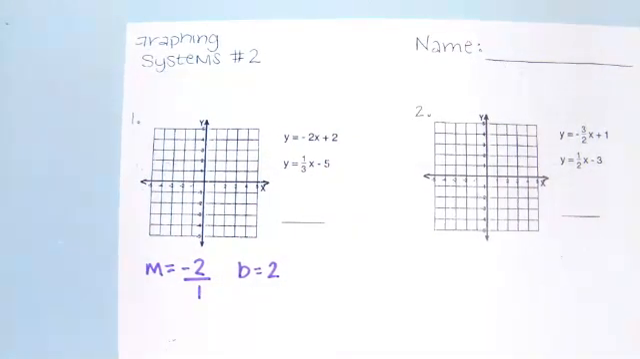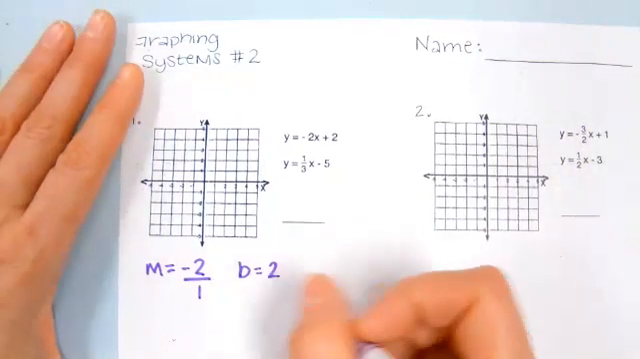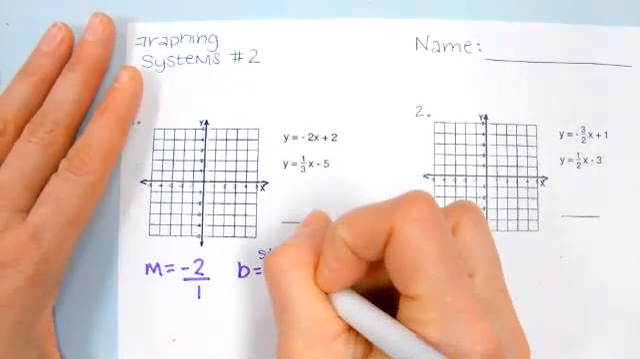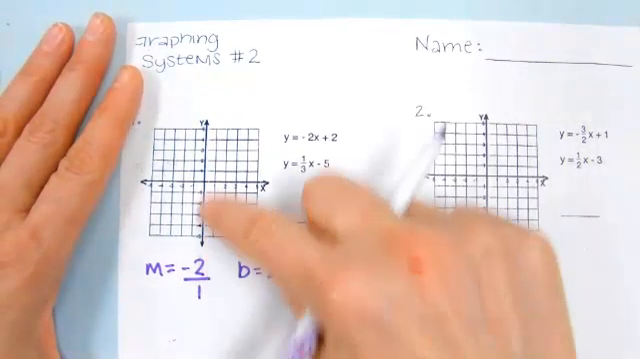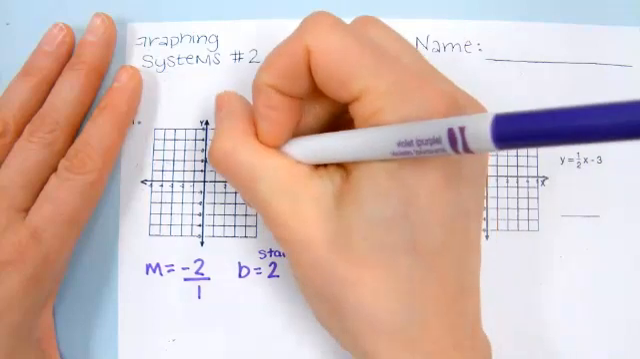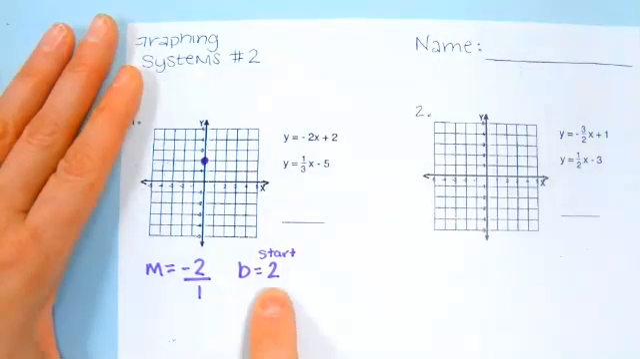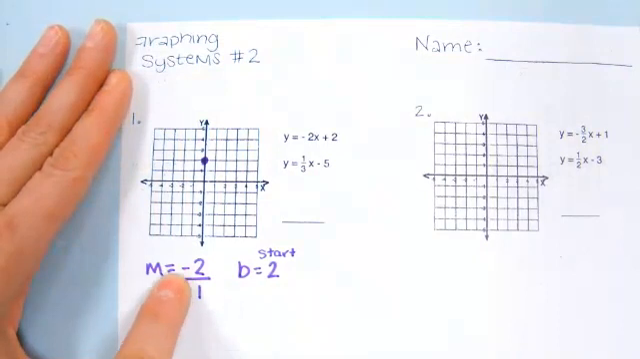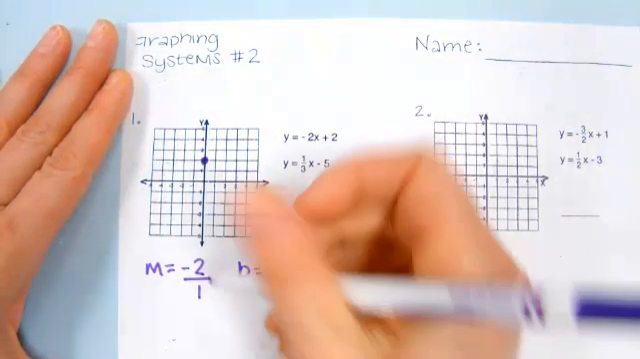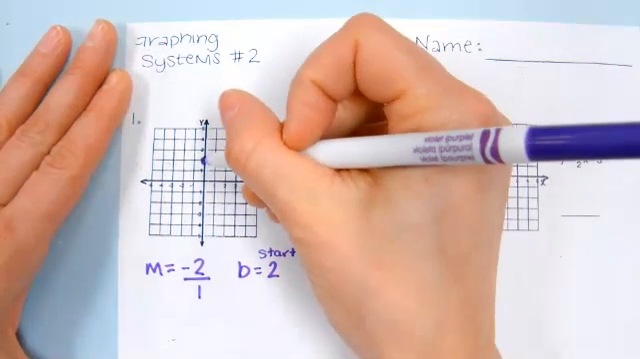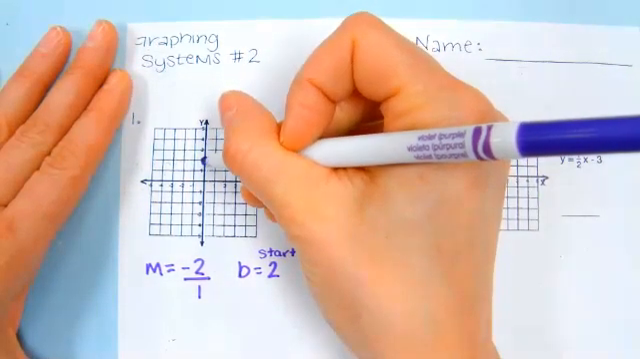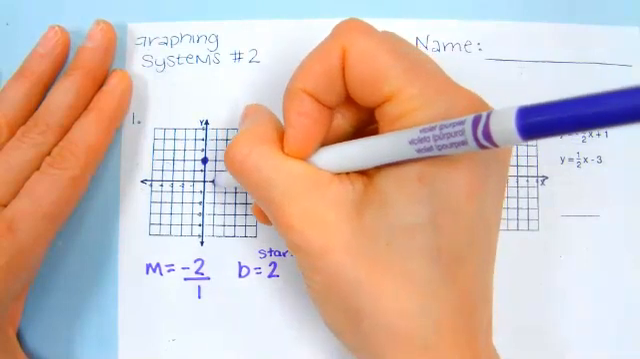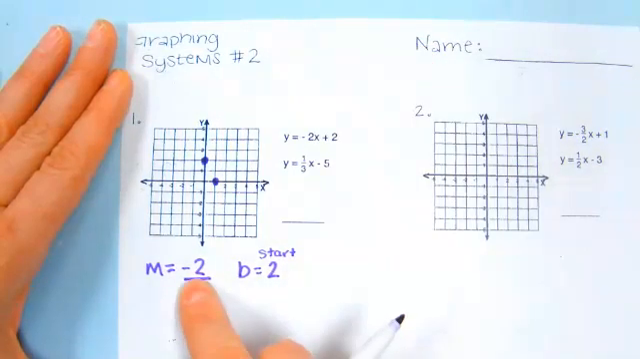So I'm going to go ahead and do this first one right away. I'm going to start here at positive 2 on the y-axis. So starting at positive 2, let's make a dot. Now I'm going to use my slope as a rise over run. So I'm going to go down 2 and right 1. So from that purple dot that I just made, I'm going to go down 2 and right 1. The reason I'm going down 2 is because it's negative.